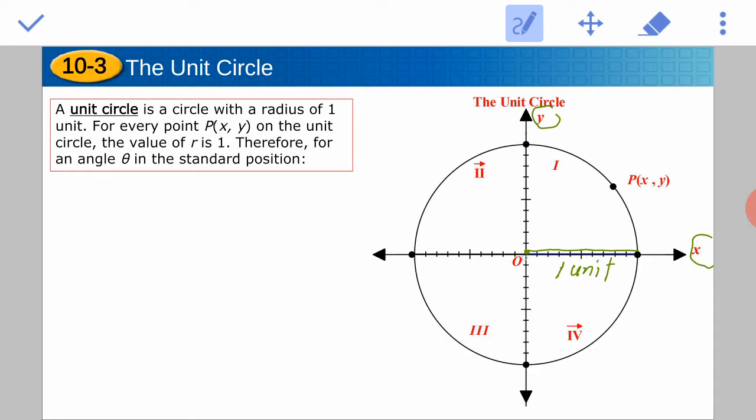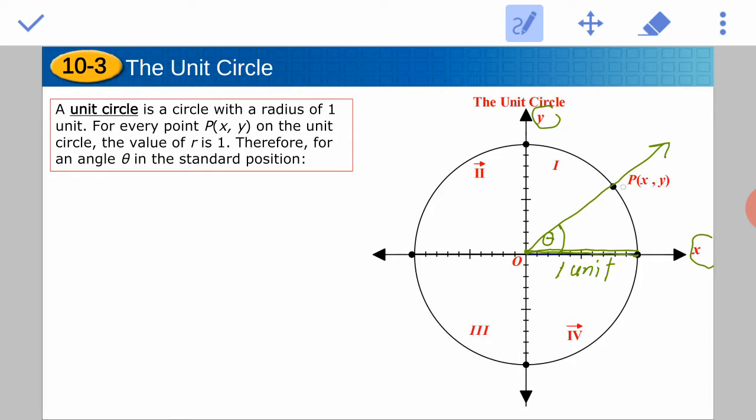If we draw an angle in standard position, this is going to be the initial side, and this is the terminal side of angle theta. If we choose any point on the terminal side of theta, exactly on the unit circle, the coordinates of this point P(x, y) can be expressed in a different way.